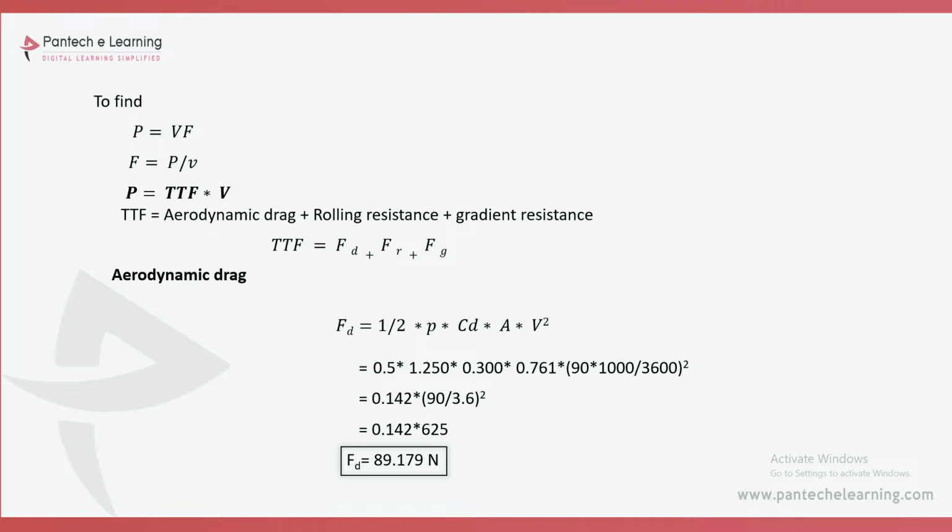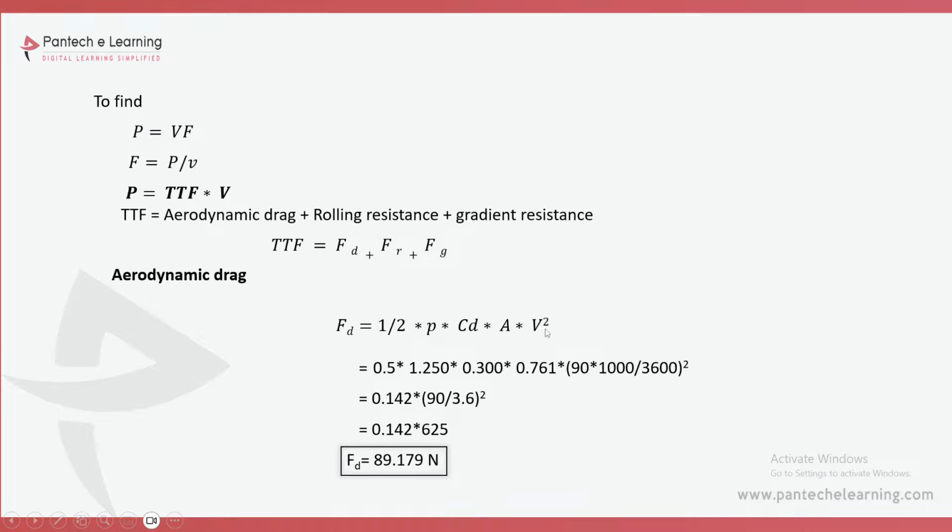So I already know the aerodynamic drag force: half into rho into CD into A into V square. Here the half is 0.5. So rho equals 1.250, CD equals 0.3, and A equals 0.761.